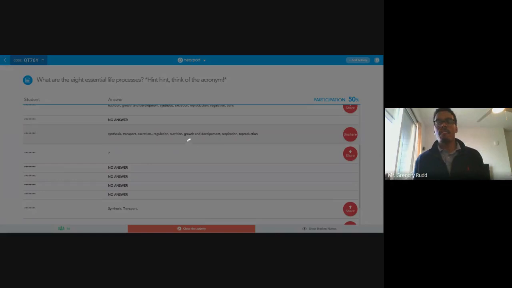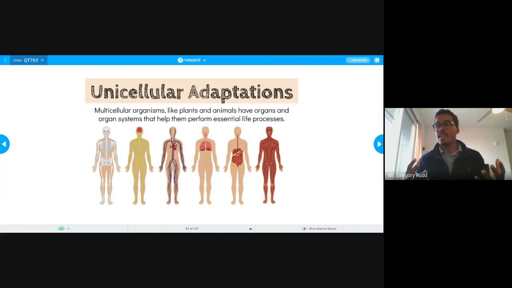So those 8 essential life processes for you and I, they are completed by our organs. We've got a brain that allows us to send hormones and communicate. We've got intestines that allow us to excrete waste. Okay, we've got lungs that allow us to take in oxygen for respiration. And we can see that all of these organs work together in various organ systems. Here are 6 of the organ systems that make up the human body.